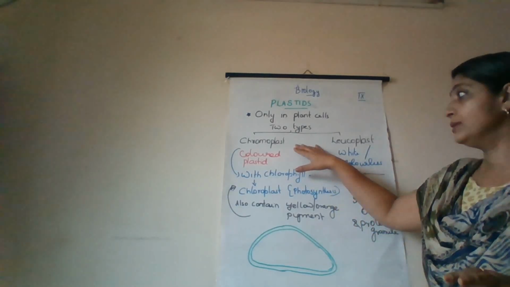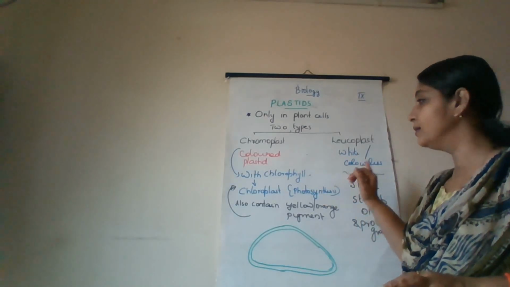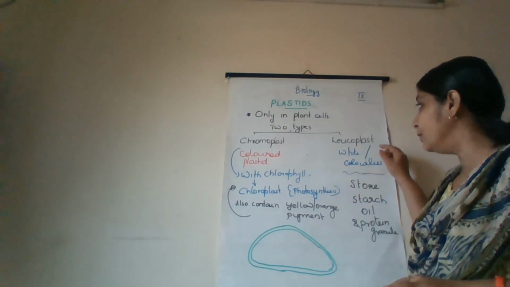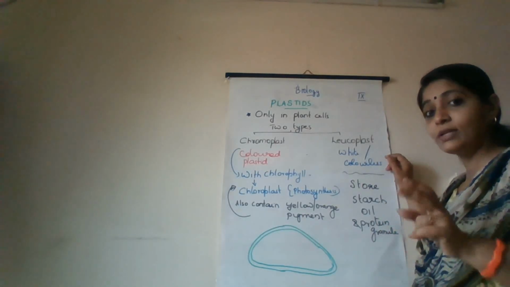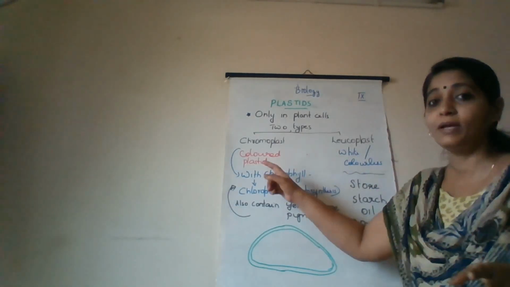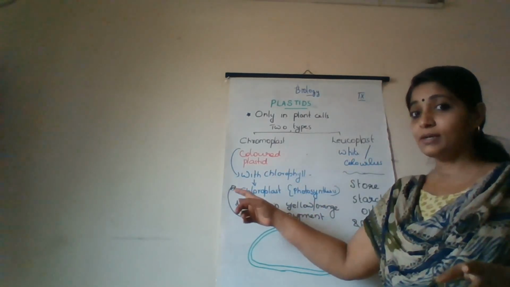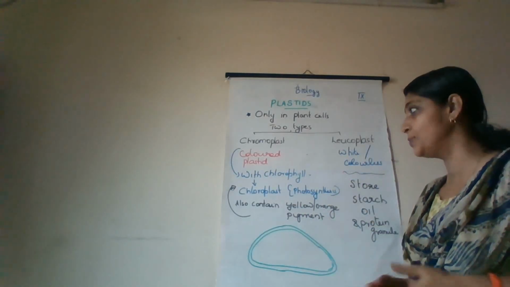So chromoplasts are colored plastids, and leucoplasts are colorless or white plastids. That is the main difference between the two different types of plastids, chromoplast and leucoplast.